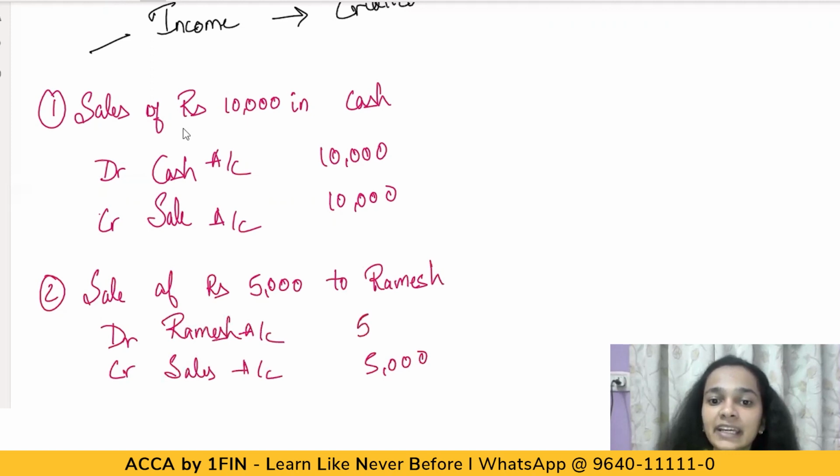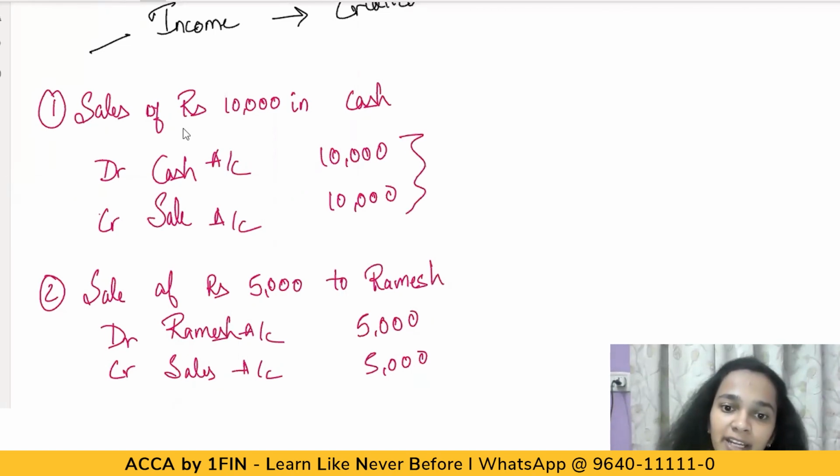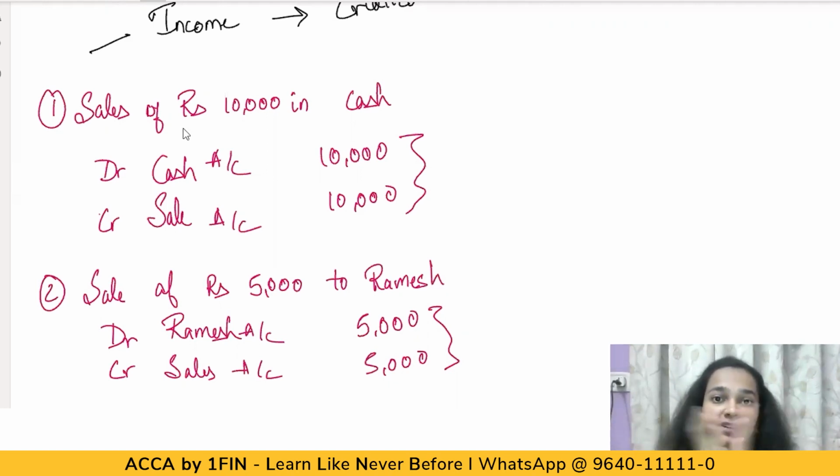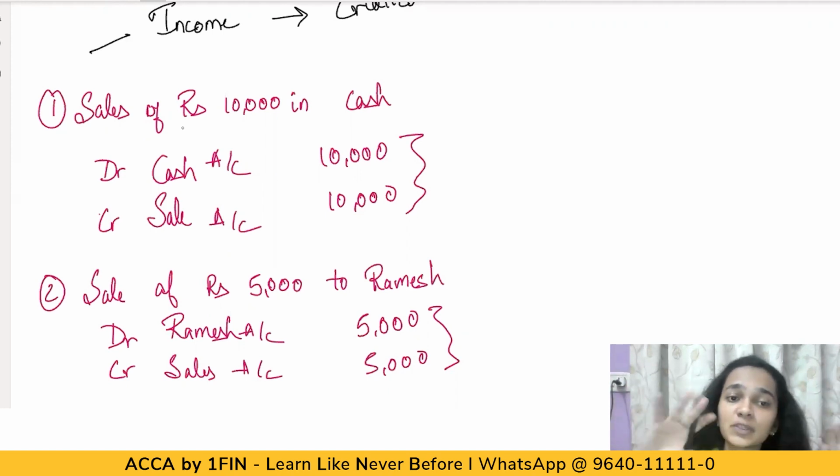So every entry has got a dual aspect, one debit and one credit, and the total of debit should always be equal to the total of credit. There has to be a balance of both. You cannot say I'm debiting cash with 9,000 and I'm crediting sales with 10,000. There has to be one more debit entry in order to balance. So total of debit will always be equal to total of credit.